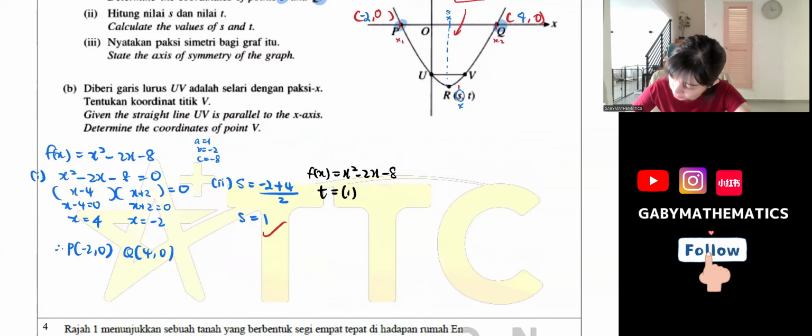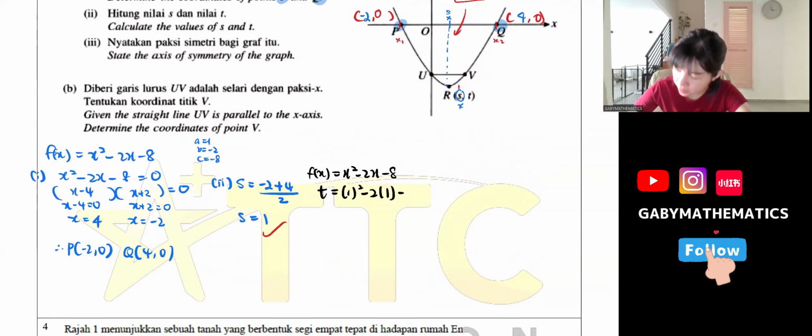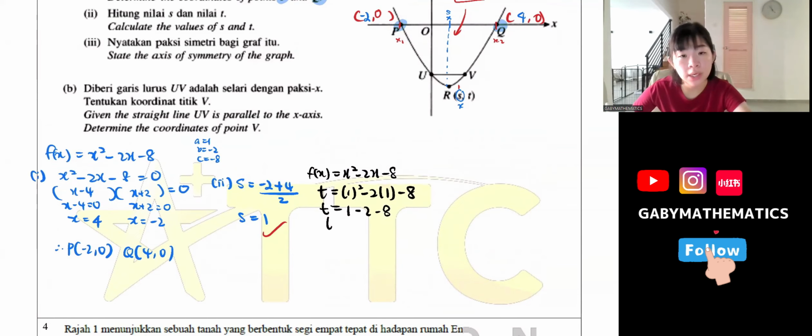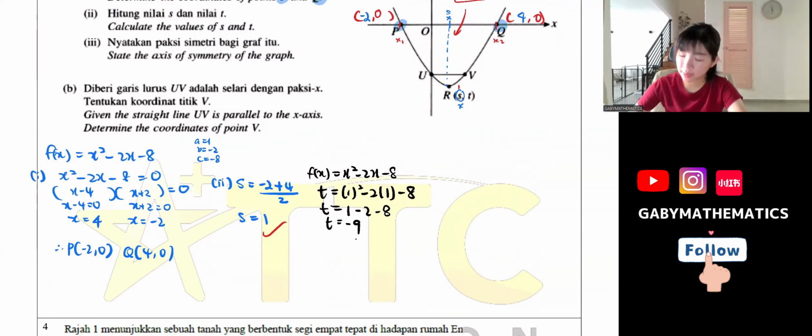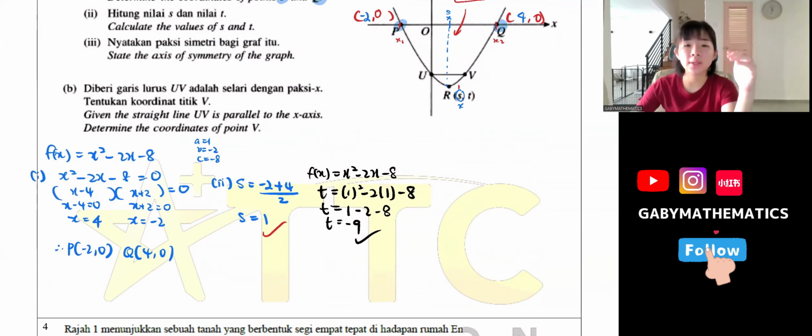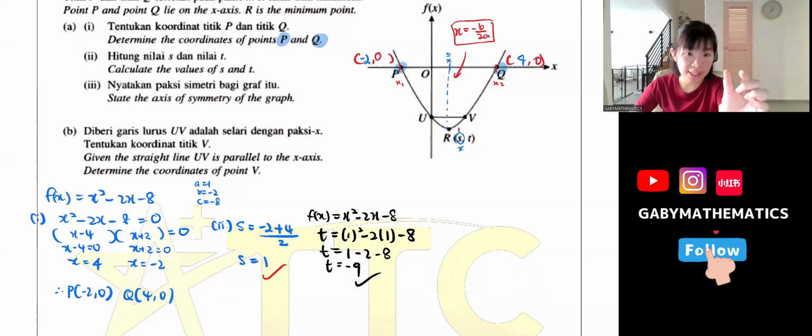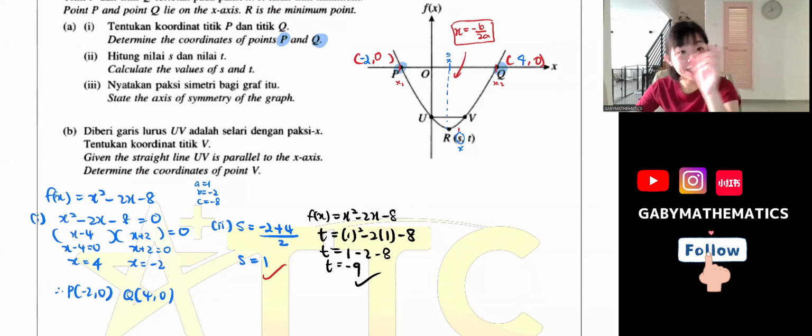So x is 1. 1 squared minus 2 times 1 minus 8. 1 minus 2 minus 8. So t equals how much? It is negative 9. Every single time, whether it is a curved line or a straight line, when we do y equals mx plus c, if you have one coordinate and you want to find the other one, then you sub into the equation.